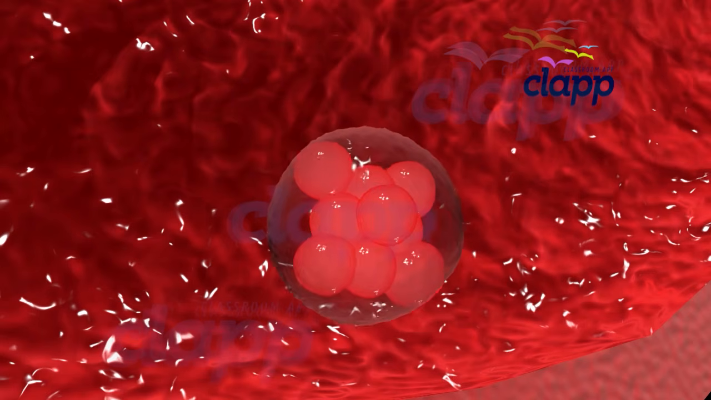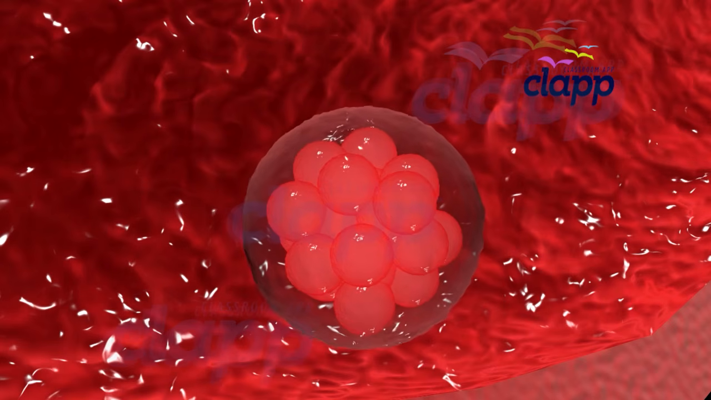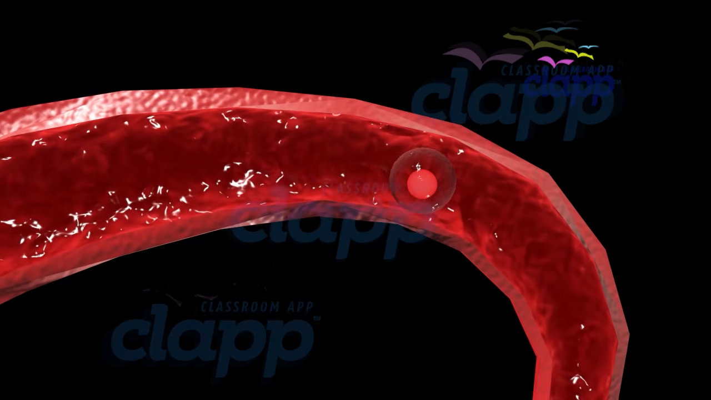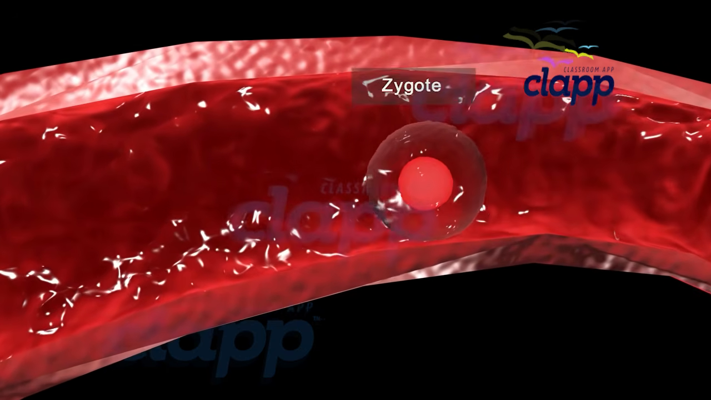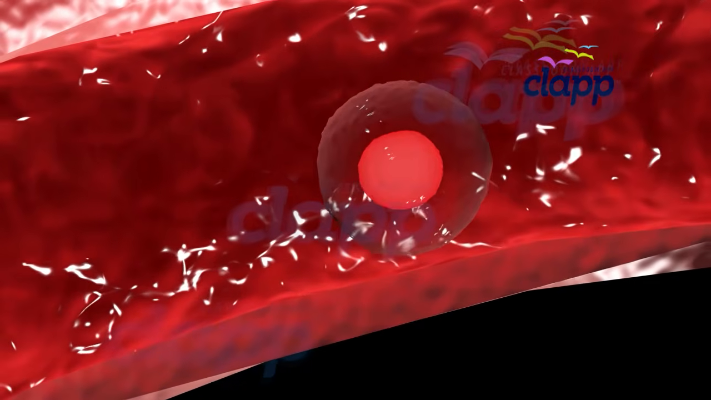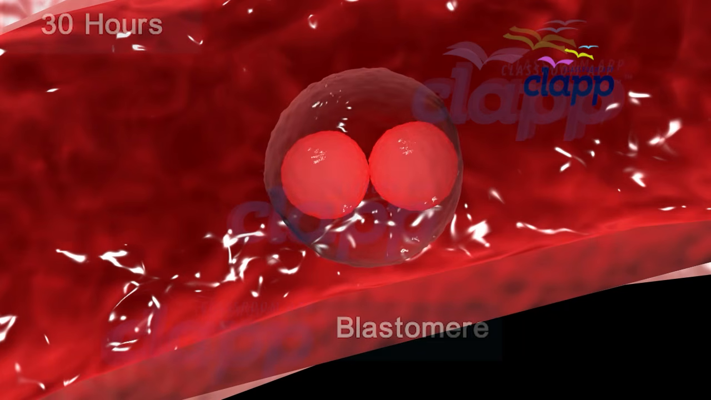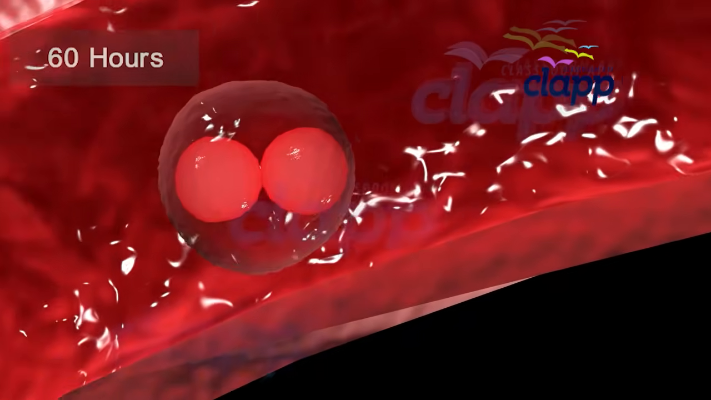Following fertilization, the zygote undergoes repeated mitotic division called cleavage. This occurs while the zygote moves in the fallopian tube towards the uterus. First cleavage is completed after 30 hours of fertilization. The zygote is divided completely into two. The daughter cells formed during cleavage are called blastomeres.